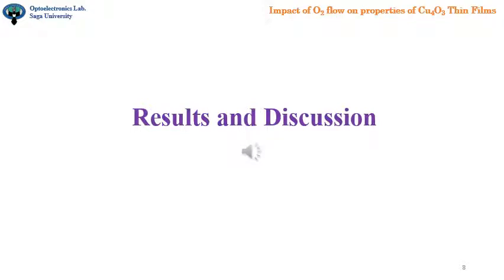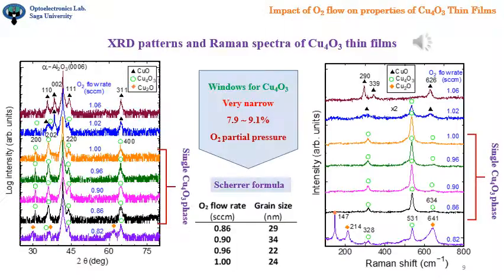Then results and discussion. The XRD patterns and Raman spectra of Cu4O3 thin films are represented here. If we look at the XRD patterns, we will find that from 0.86 to 1.00 SCCM of oxygen flow rate, only a single phase of Cu4O3 can be detected. If we increase the oxygen flow rate to 1.06 SCCM, we will find peaks from single phase CuO. If we decrease the oxygen flow rate to 0.82 SCCM, we will find a mixed phase of Cu2O and Cu4O3.